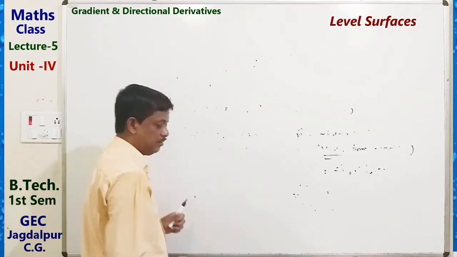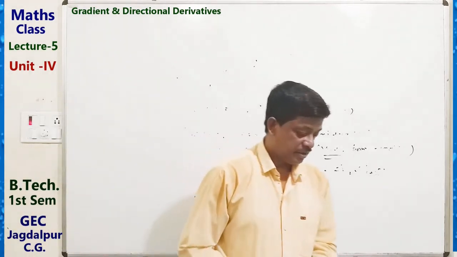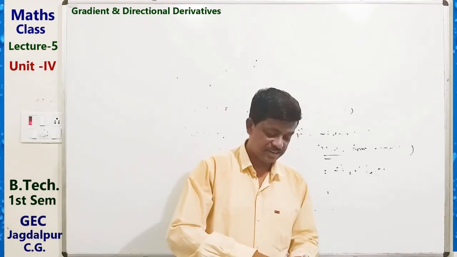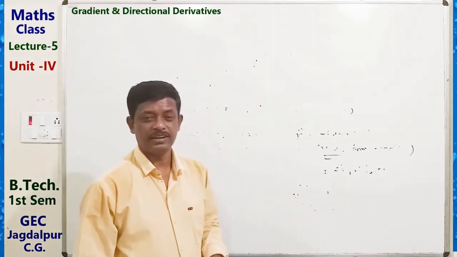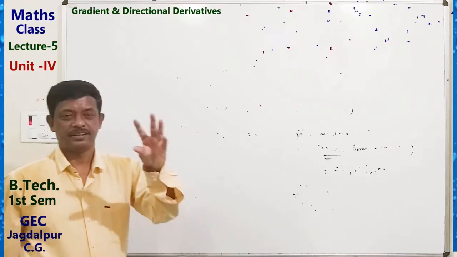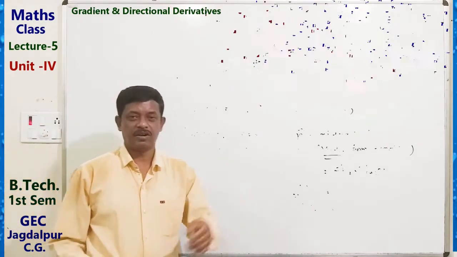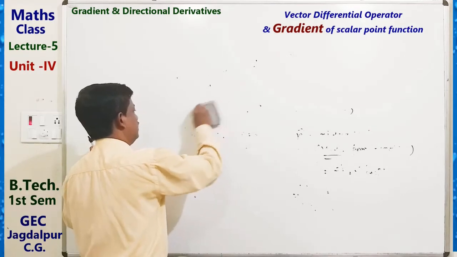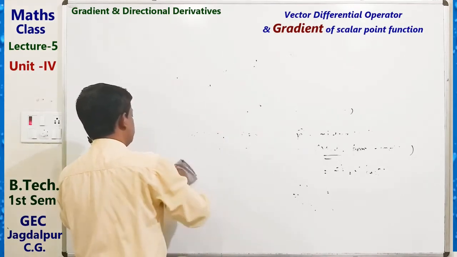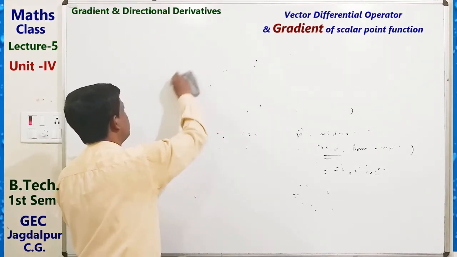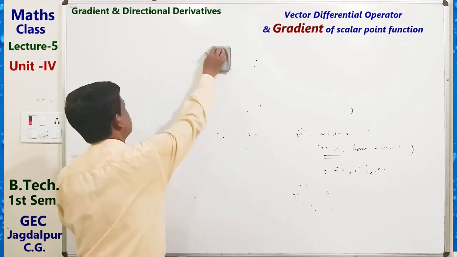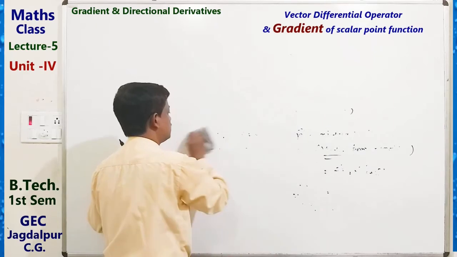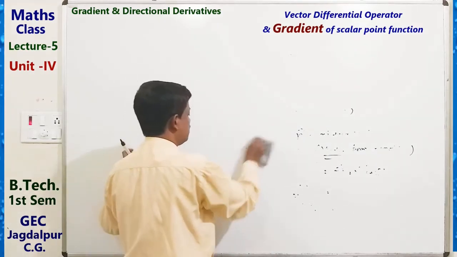Now, the main thing is that for these three quantities, gradient, divergence and curl, there is a vector differential operator. That is very, very important, and using that operator we will define gradient, divergence and curl. So first of all, what is a vector differential operator?